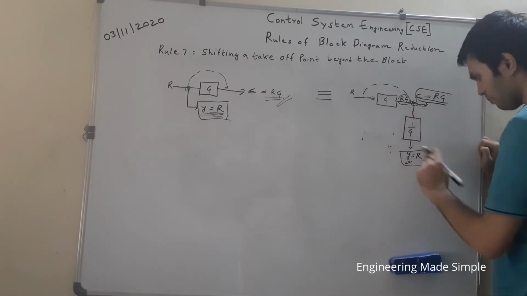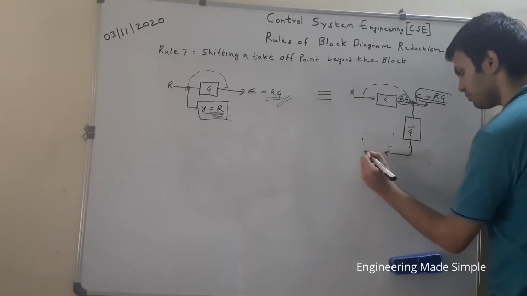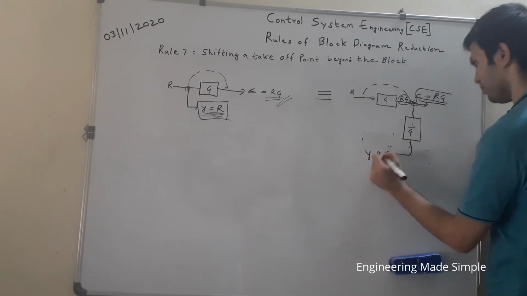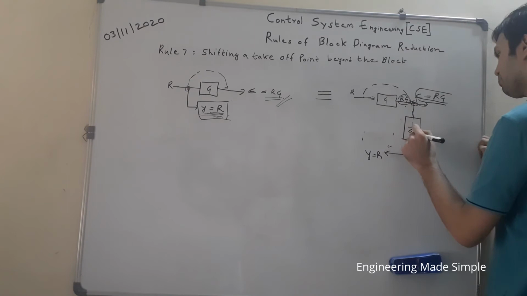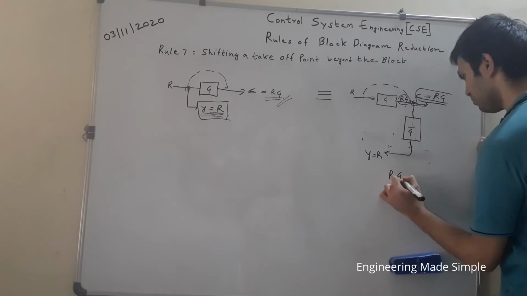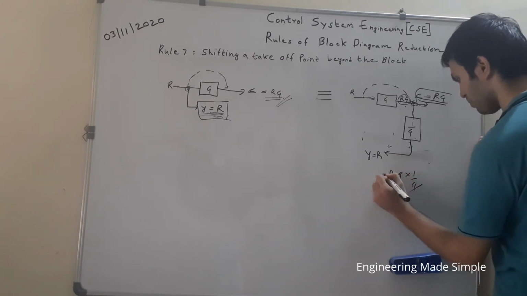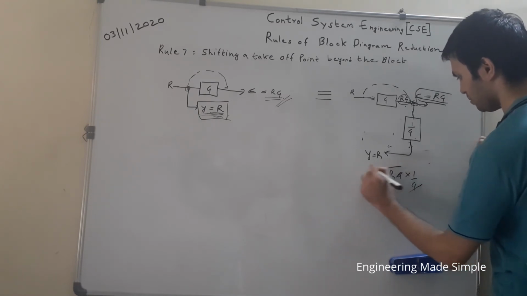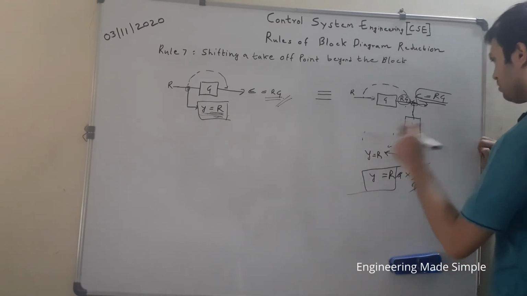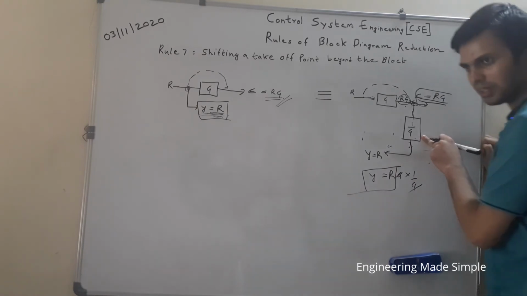So when we move this signal behind, y will be equal to r, because here r into g will be present, which will be again multiplied by 1 by g. So what is r into g into 1 by g? It is nothing but r, and that is the feedback signal which we are interested in. So that's the reason the manipulation of 1 by g is the correct one over here.